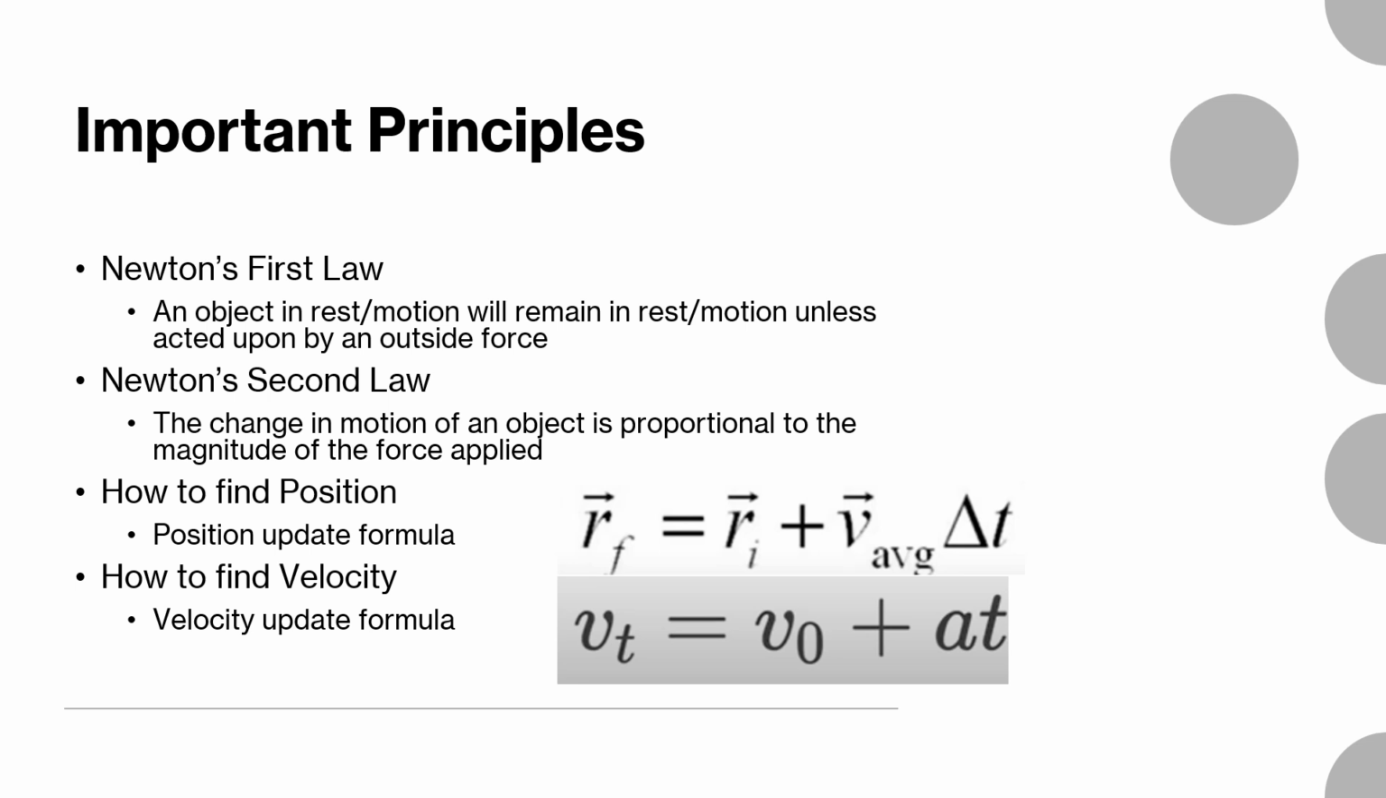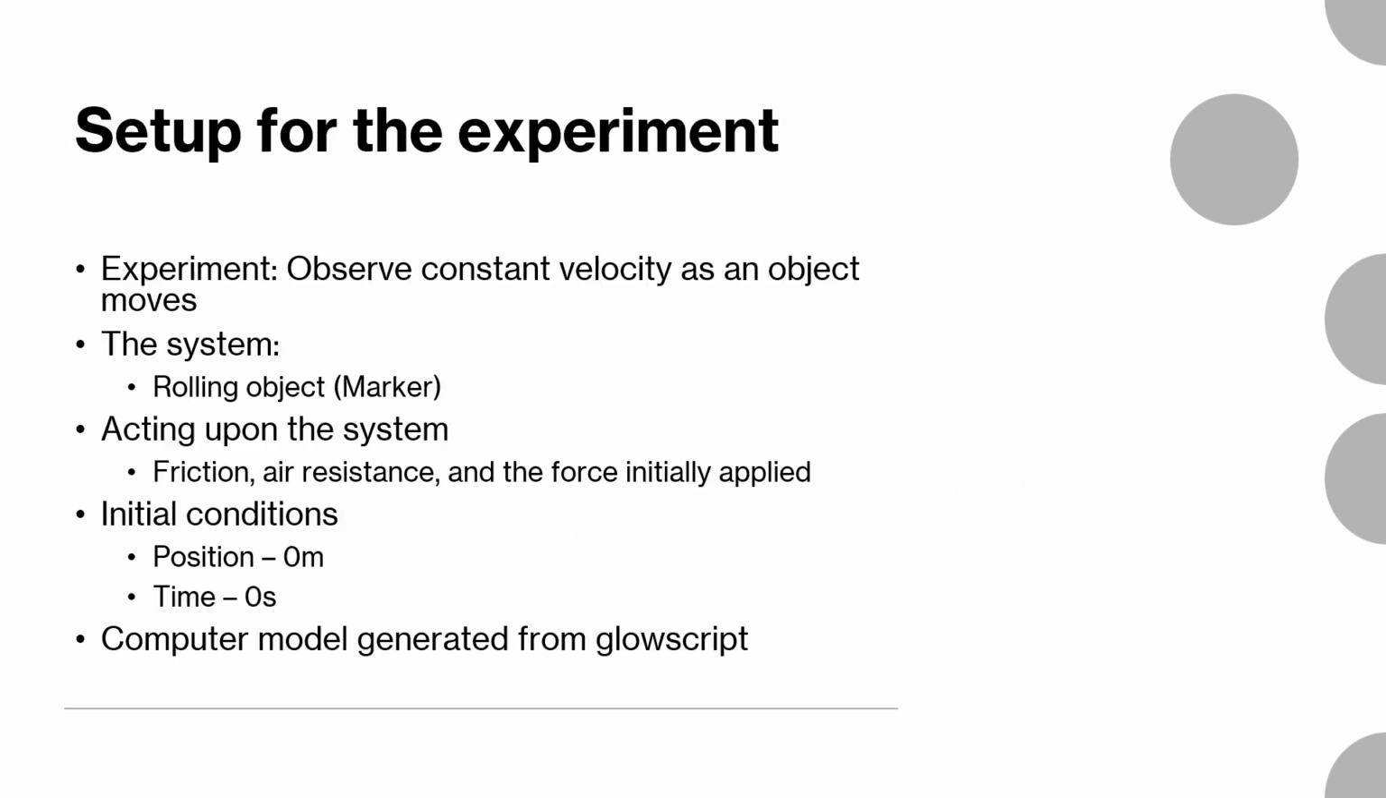Newton's second law says the change in motion of an object is proportional to the magnitude of the force applied. The force we applied will be the initial push we had when we started rolling our marker. We then also had the position and velocity update formula, which was used in our Tracker calculations to find the marker at different times and to calculate the speed we needed throughout the whole journey of the marker.